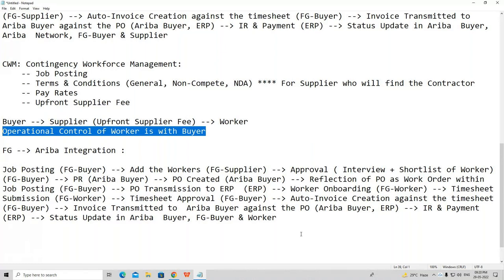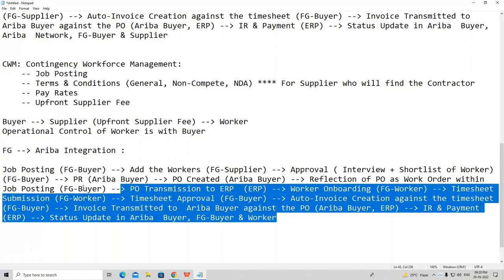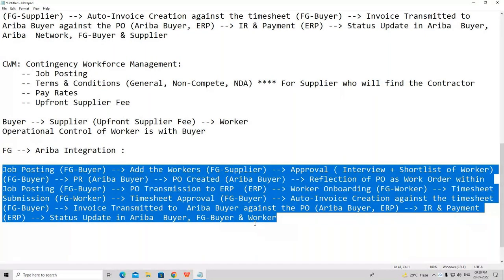Because 2 months ago, there was nothing. Let me check right now whether some update has come or not. If an update is there, based on that, we will discuss. If not, then based on this, we will talk about the configurations.